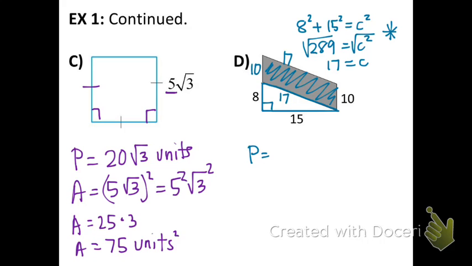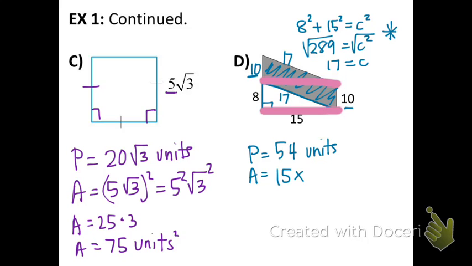Okay, so moving on to the perimeter, we're going to add our sides. We have 2 sides that are 10 and 2 sides that are 17 to get a total of 54 units. For our area, we take our base times our height, and they have to be perpendicular. So the height of that is the same right here as 15. So we're going to take 15 times the base that it is perpendicular to, and that would be 10. 15 times 10 is 150 units squared.